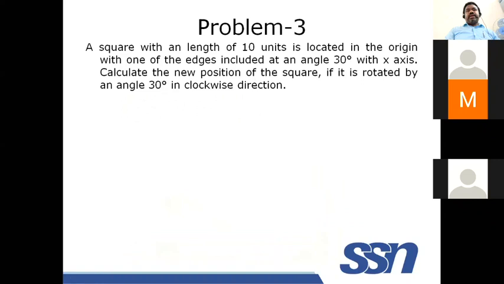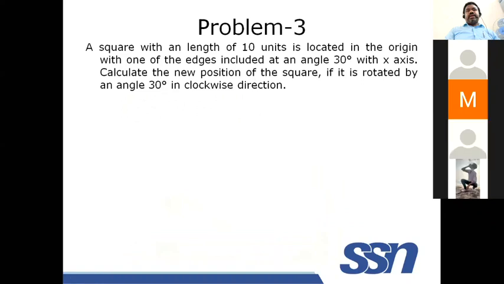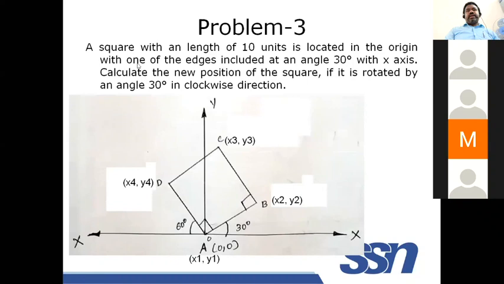So third problem, it is a little bit tedious. Okay, it's a square. So you read the problem first, understand, and try to represent it in a diagram. This is what the problem is. Okay, a square with a length of 10 units, located at the origin with one of its edges inclined at an angle of 30 degree with the axis. This is 30 degree given with respect to x-axis. Calculate the new position of the square if it is rotated by an angle 30 degree in clockwise direction. Okay, the whole thing is rotated 30 degree clockwise, like this.